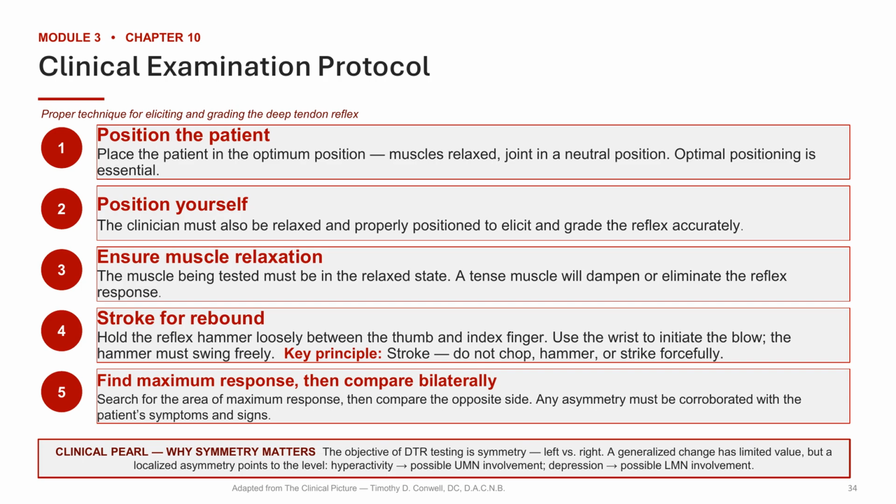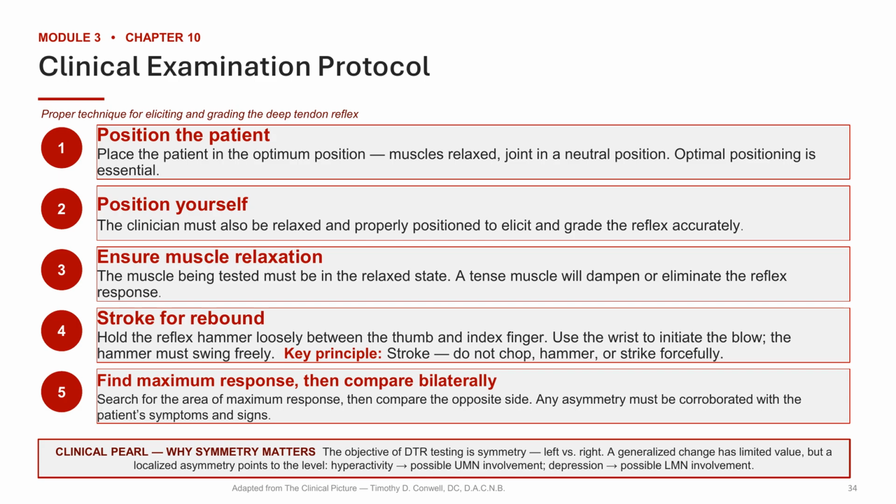Step 3. Ensure muscle relaxation. The muscle being tested must be genuinely relaxed. A tense muscle dampens or eliminates the response. Watch it and palpate it. Do not assume. Step 4. Stroke for rebound. Hold the hammer loosely between thumb and index finger and let it swing freely from the wrist. Here is the key principle and the phrase I want you to carry. Stroke. Do not chop, hammer, or strike forcefully.